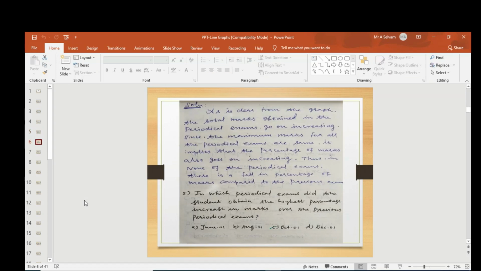Now question number 5, the fifth question. In which periodical exams did the student obtain the highest percentage increase in marks over the previous periodical exams? Again I'm going to read out the question once more. We have to compare the previous periodical exam as well as the present periodical exam. Based on the question they have given some options also. Option A June 2001, option B August 2001, option C October 2001, option D December 2001.